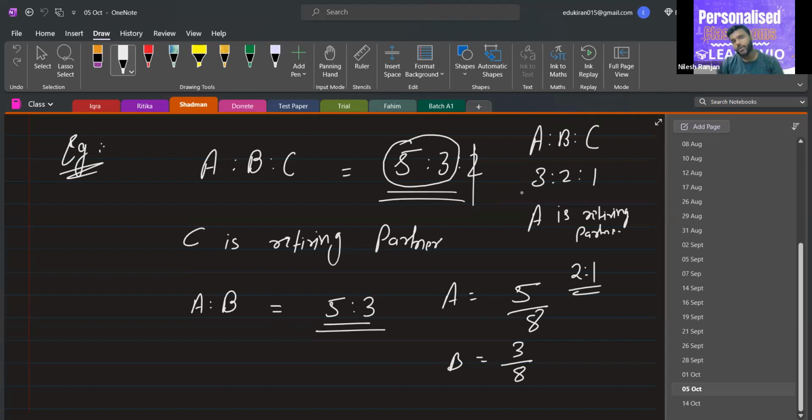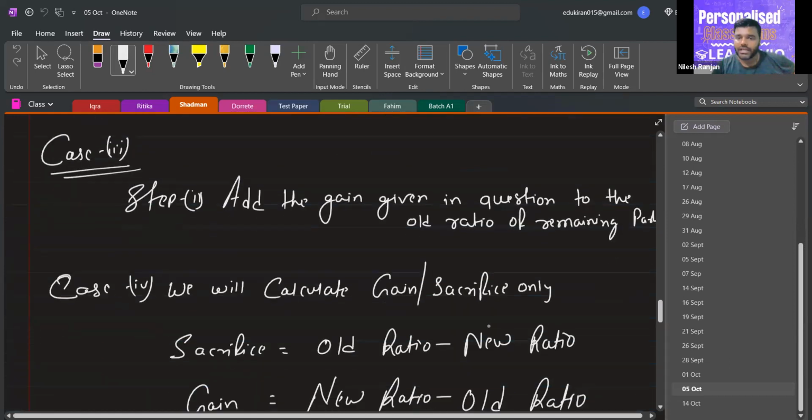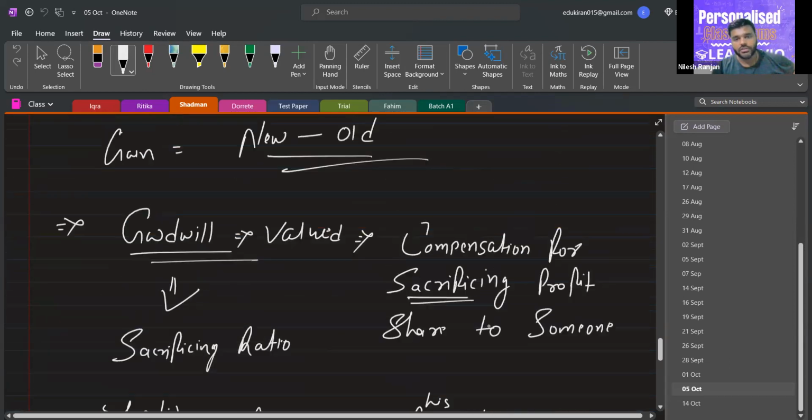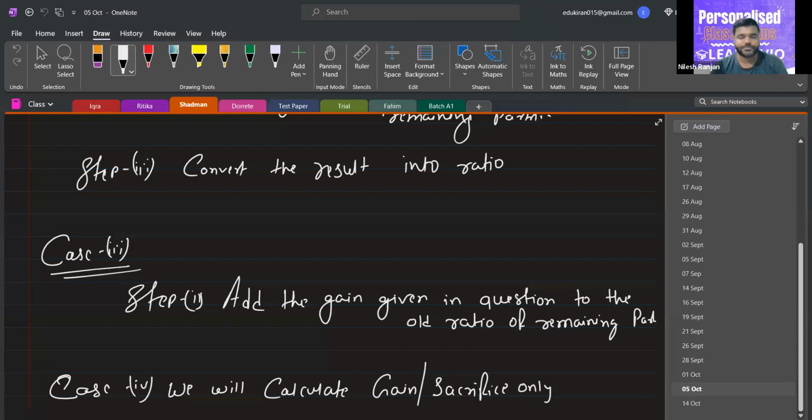In this portion, A, B, and C are partners in 3:2:1, and A is the retiring partner. So when the old ratio and the retiring partner are given in the question, you don't have to do any calculation. You just remove the share of the retiring partner from the ratio and you will get the new ratio. These are the 4 cases used in case of retirement for calculating the new ratio. Check your notebook, it will be written there. If you have any doubt after reading this, you can ask. Please first revise the concept, and if you have any doubt, we'll discuss it in our next class.